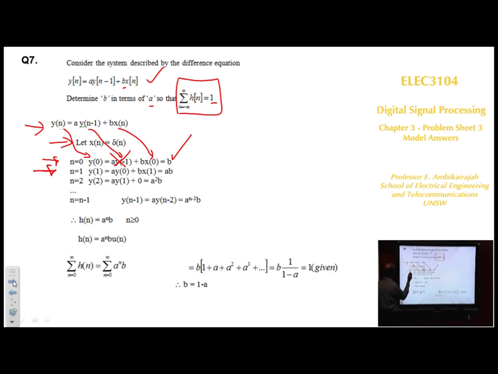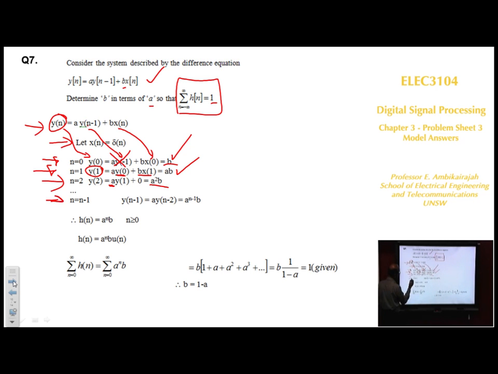And you go to n equal to 1. n equal to 1 is y[1]. y[0], which you already found out as b, times a. Then b times x[1], which is 0. So the second one, this one, is a times b. If you iterate the same way for the next one, it is a squared b.